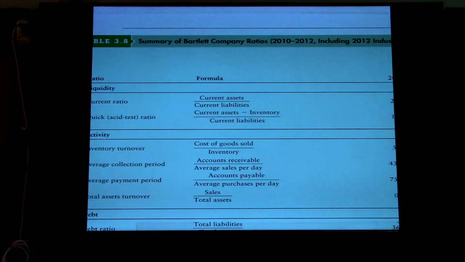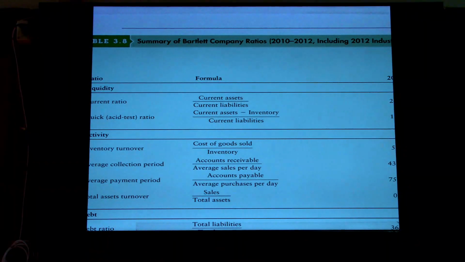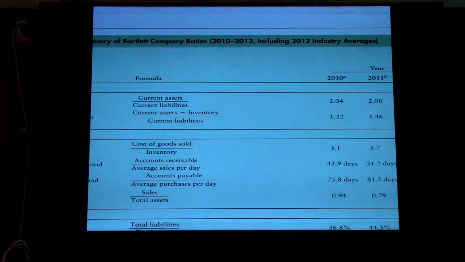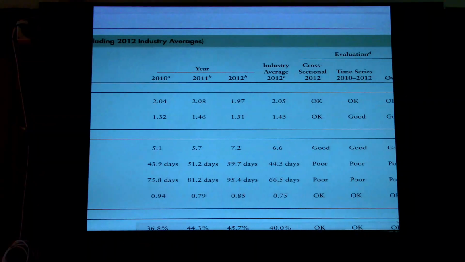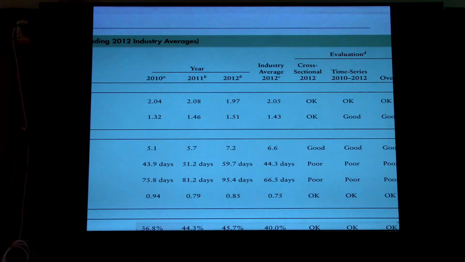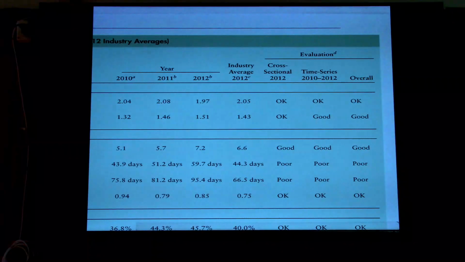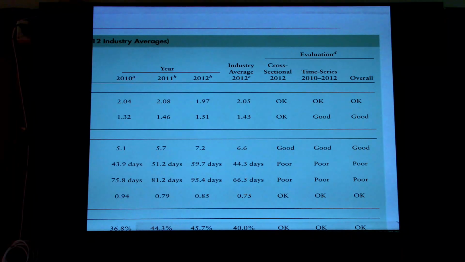Then we write down the formula, how we calculate each one of them. The current ratio is equal to current assets divided by current liabilities. Then we calculate it over, for example here, 2010, 2011, 2012, and over a number of years. Then we set the industry average, and then we make a conclusion, whether we are basing our conclusion on a cross-sectional comparison at a specific point in time, or using a time series.